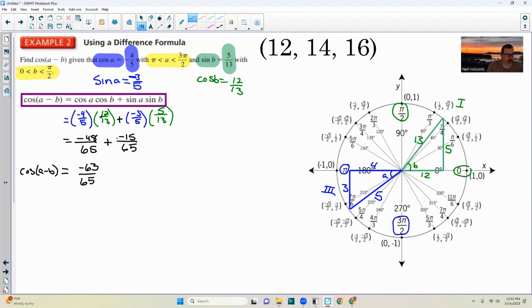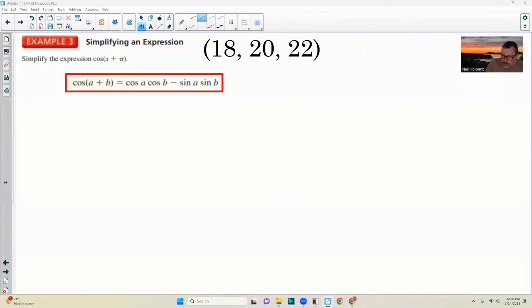Okay, just be careful with your signs, and that's how you use a difference formula. So now try this with exercises 12, 14, and 16.